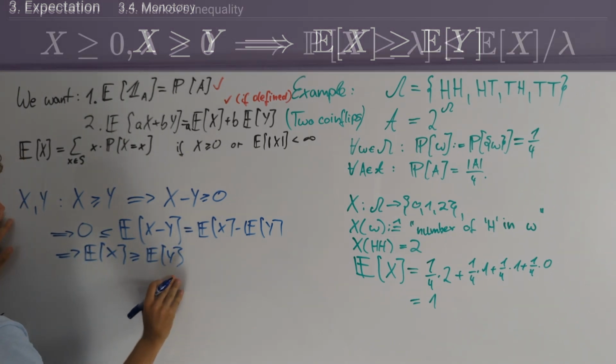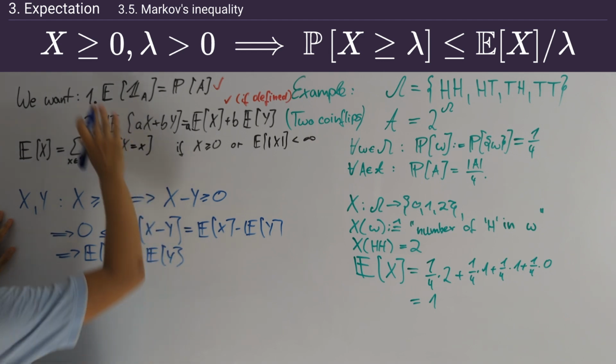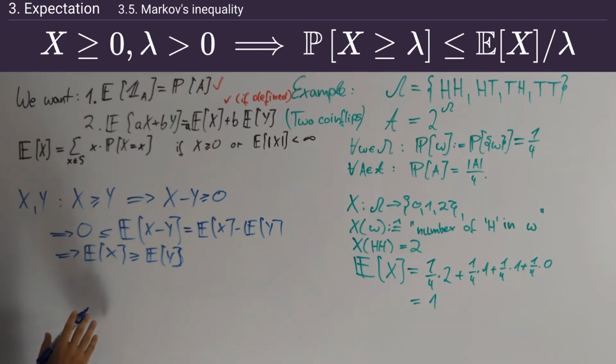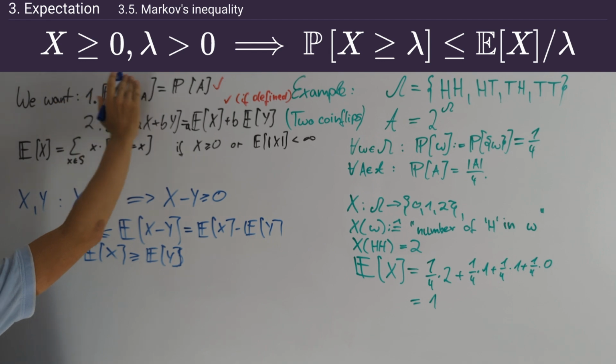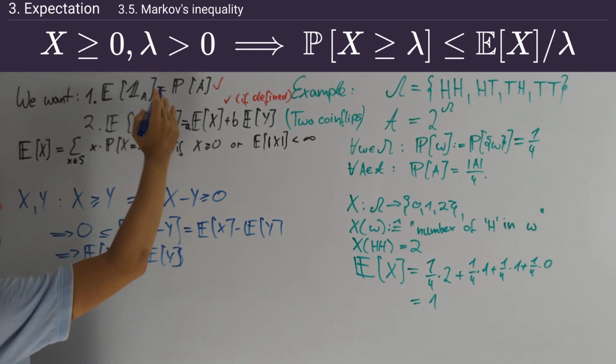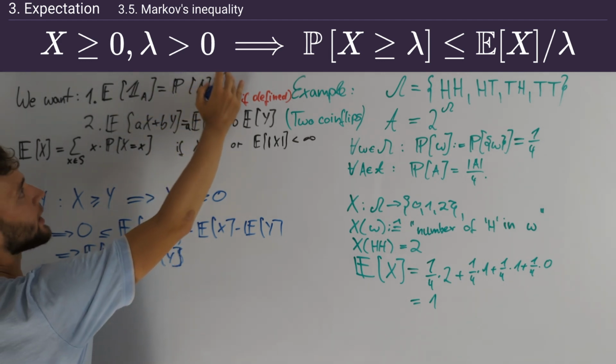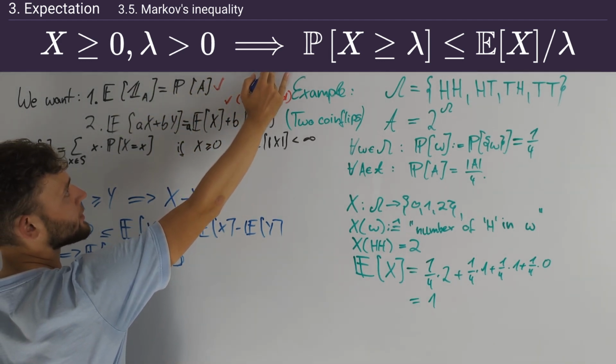This result on the monotony of the expectation now allows us to prove the Markov inequality. This result tells us that for a non-negative random variable, if we know that its expectation is small, then it cannot have a high probability of being larger than some number lambda greater than 0.